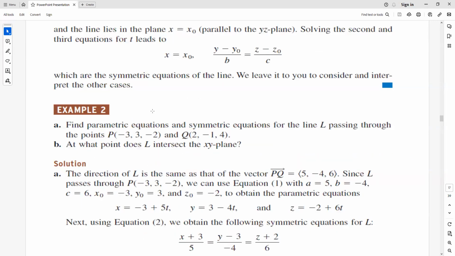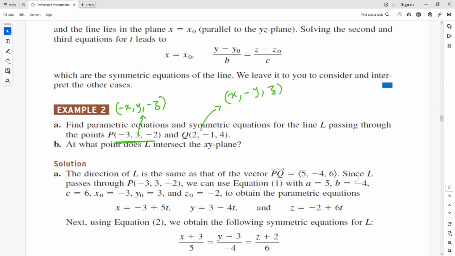Okay, now the second part of this question asks: at what point does L intersect the xy plane? This is very easy. We already said that these two points given here represent this point P in the negative X, positive Y, and negative Z octant, and the other in the positive X, negative Y, and positive Z octant.